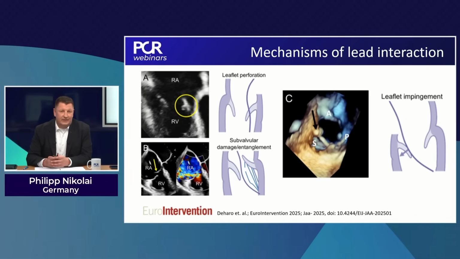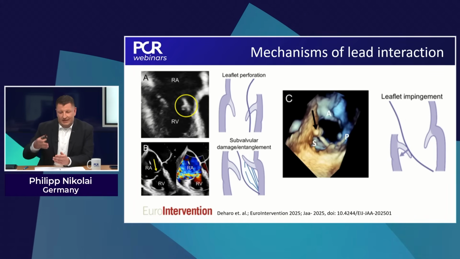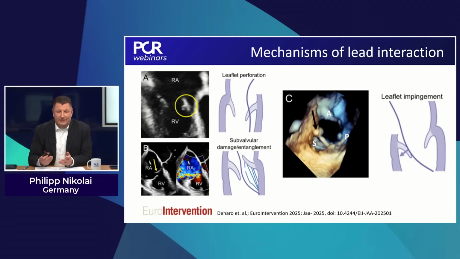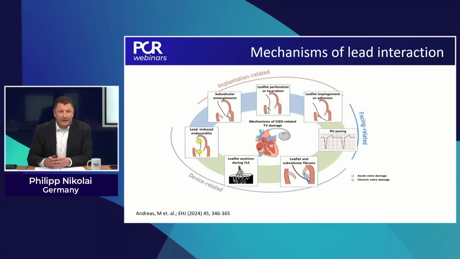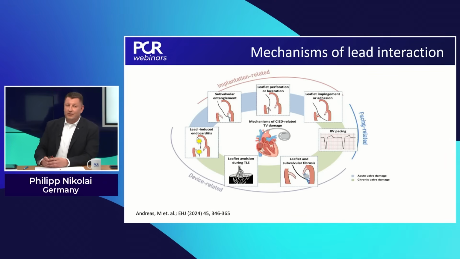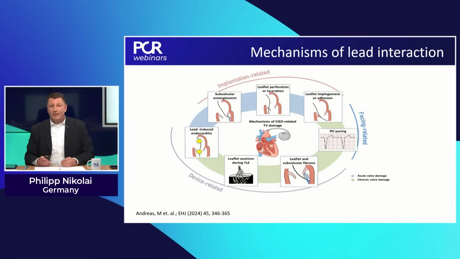Okay, but what are the mechanisms of lead interaction? What is really rare is leaflet perforation, and also rare are subvalvular damage and entanglement, but what is very often is leaflet impingement. That means that the lead presses on one leaflet and so opens the valve and sets the origin for the tricuspid regurgitation. We also have some pacing-related problems. With RV pacing, the right ventricle or the left ventricle changes shape, so that we can get tricuspid regurgitation out of that. We also have leaflet and subvalvular fibrosis to keep in mind, and a hot topic is lead-induced endocarditis.